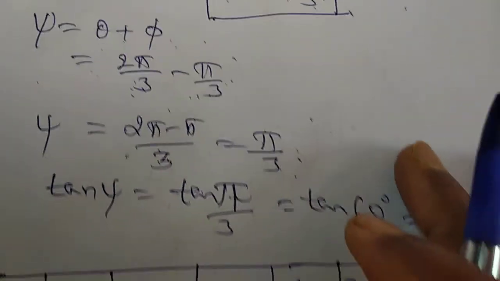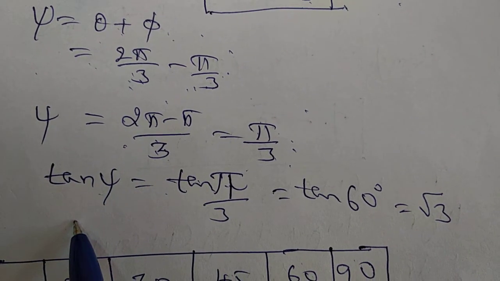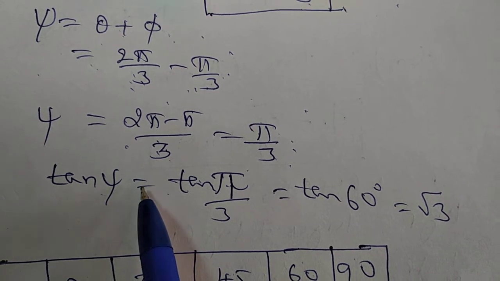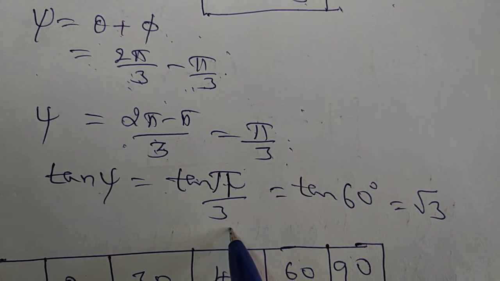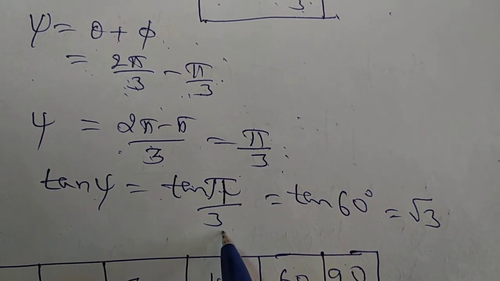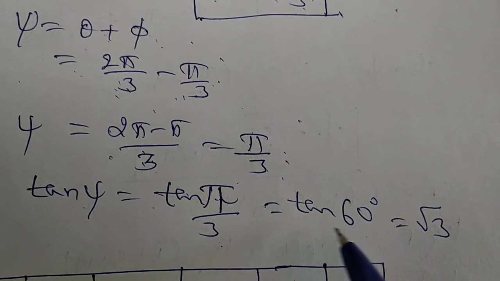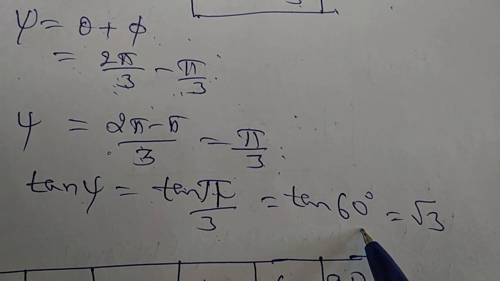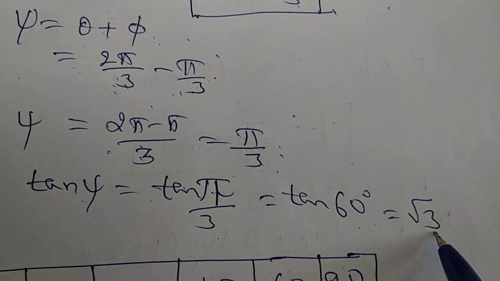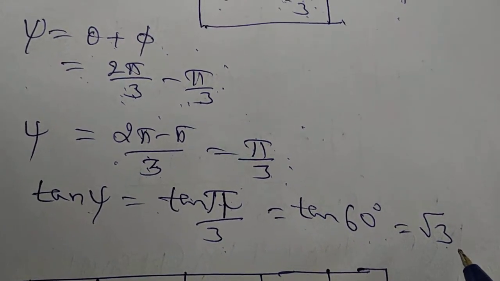So we know that tan psi is equal to what? Slope. Tan psi is equal to what? Pi by 3. So pi by 3 means 180 by 3. So that is equal to 60 degree. So what is the value of tan 60 degree? That is equal to root 3. So this is the answer.